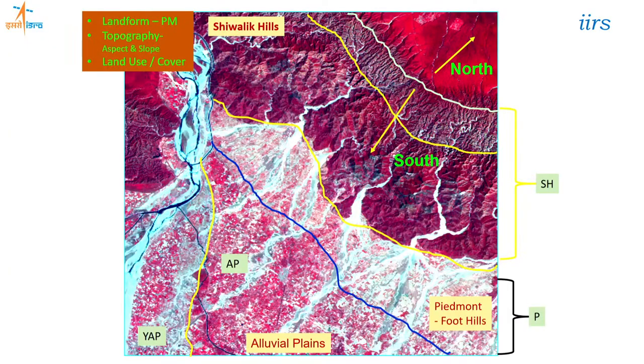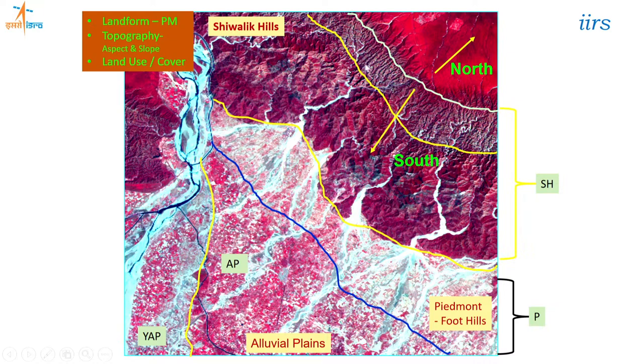So how can we do this? I will explain with this satellite data. You see, this is the hill and this is the plain. I have marked this SH, the Shivalik hills. This is the Shivalik hills in Dehradun, and this is the plain, P, or the foothills. So I have prepared the first parent material map. Two types of parent material are there. Then I have divided the parent materials further.